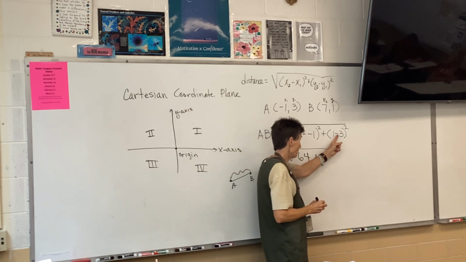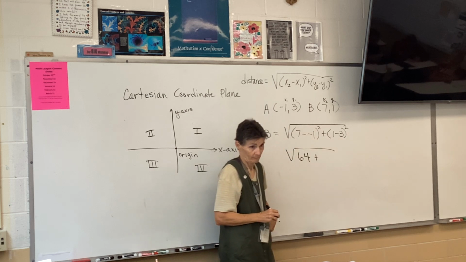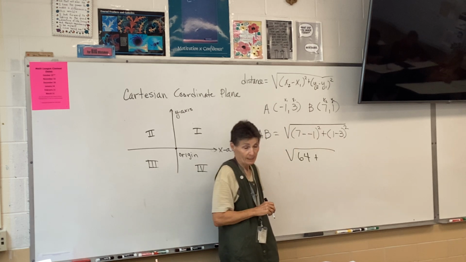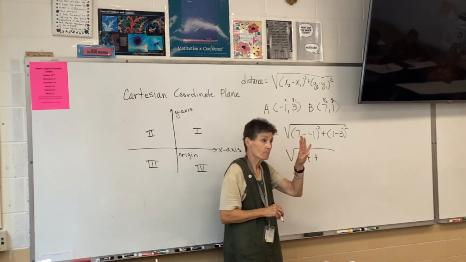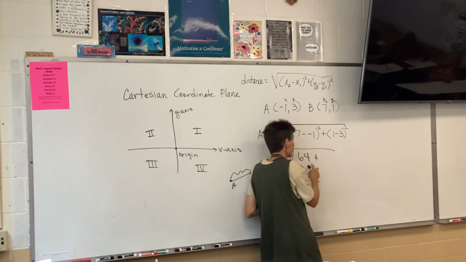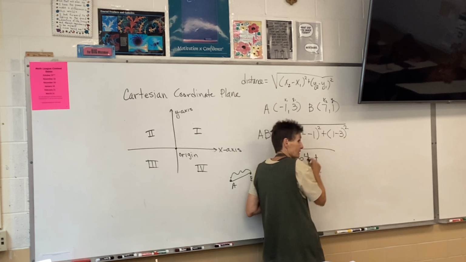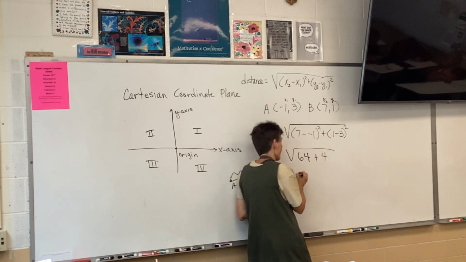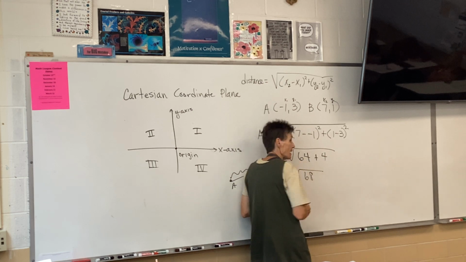What's 1 minus 3? -2. And -2 squared is positive. No negatives under here, guys. It's always going to be positive because you're squaring and adding. That's going to be 4. So the square root is of 68.